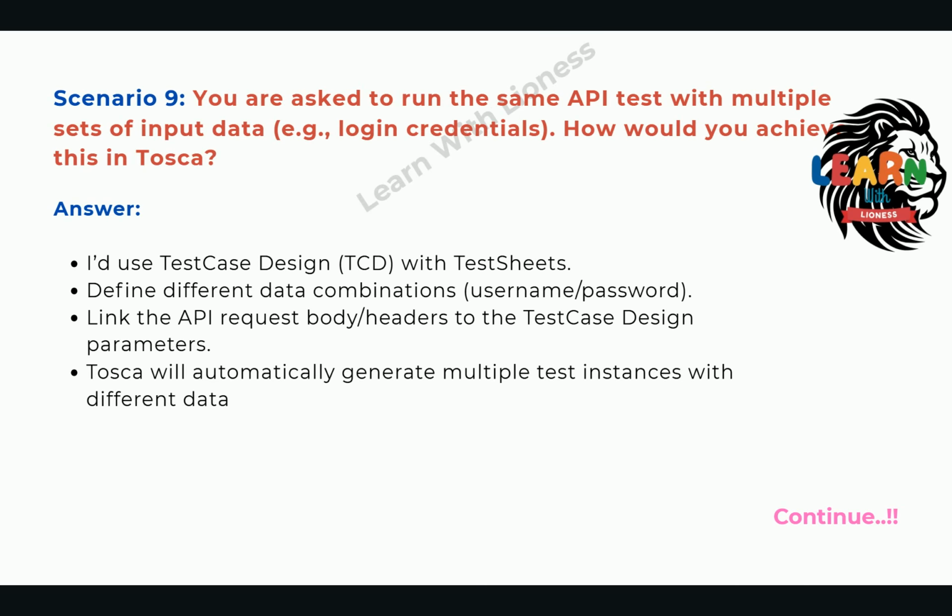Scenario 9. You are asked to run the same API test with multiple sets of input data, for example, login credentials. How would you achieve this in Tosca? Answer: I'd use test case design, TCD, with test sheets. Define different data combinations, username, password. Link the API request body or headers to the test case design parameters. Tosca will automatically generate multiple test instances with different data.